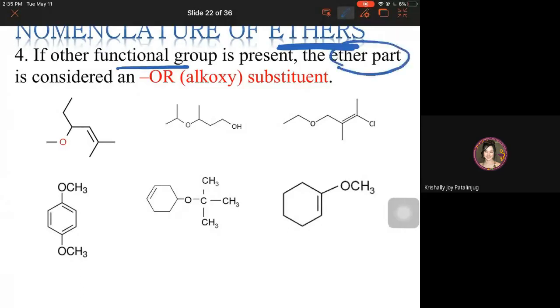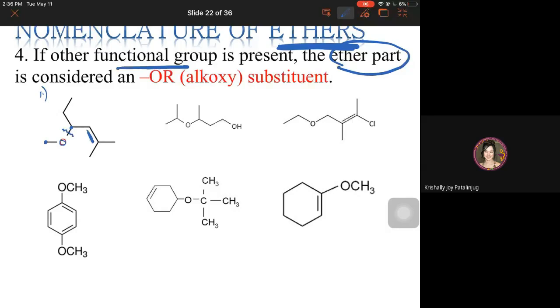Okay? So if another functional group is present, take note, the ether part will automatically become a substituent. What is the name of the ether when it becomes a substituent? Alkoxy. Okay? Alkoxy is the term. Example number 1, when you look at the structure, yes, it is ROR, but there is a double bond. So in that case, apply case number 4. Automatically, it becomes an alkoxy. Identify what alkoxy it is. Methoxy. So no problem with that.